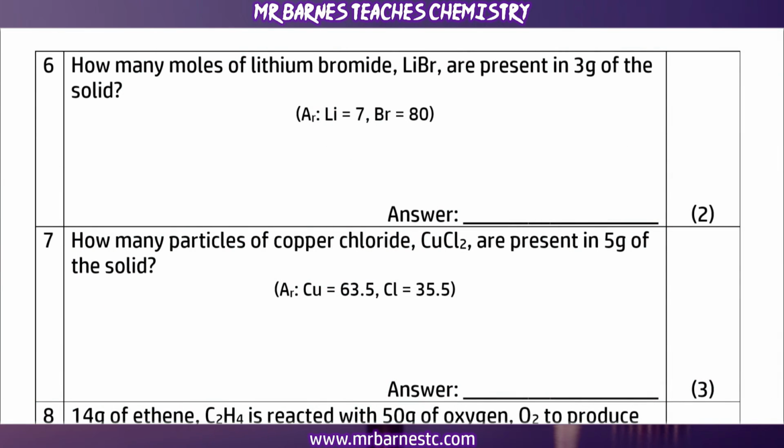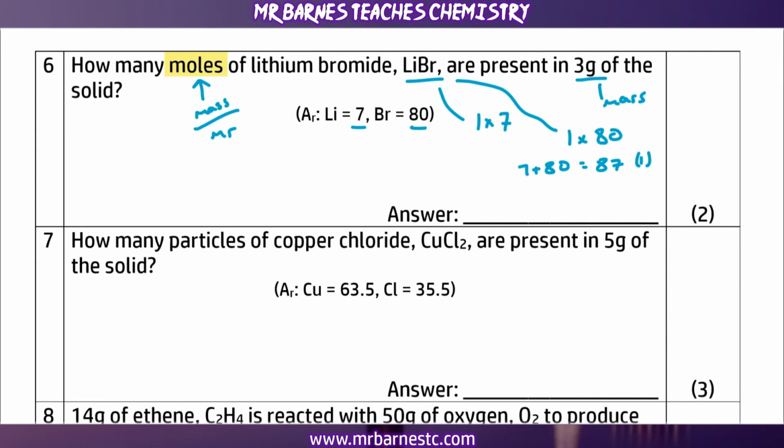Number 6. How many moles of lithium bromide are present in 3 grams of the solid? So again, moles is mass divided by Mr. The second you see moles, that's how you work it out. The mass we've been given in the question, the Mr formula mass, you've guessed it, work it out. 1 lithium, that's 1 times 7, and 1 bromine, that's 1 times 80. Add them together, that's 87 for 1 mark. Moles is then mass divided by Mr, 3 divided by 87, which comes out to 0.034 to 2 significant figures.